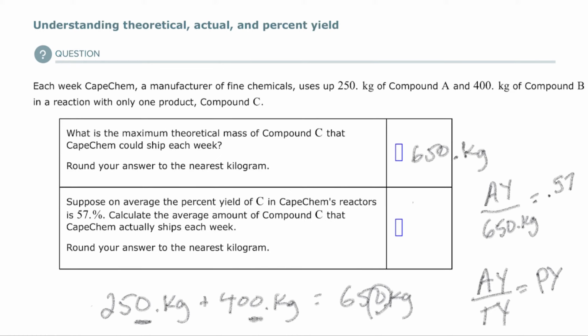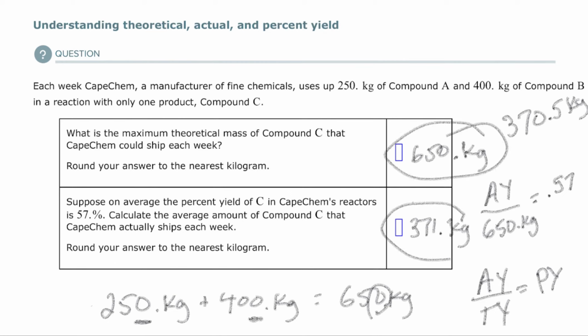So I multiply those two, 0.57 times 650, and I get 370.5 kilograms. Okay, that's what the calculator will give me. They're asking me to round the answer to the nearest kilogram. So my nearest kilogram would be 371 kilograms. And so this would be my first answer, and this is my second answer. Okay, I hope that helps you.